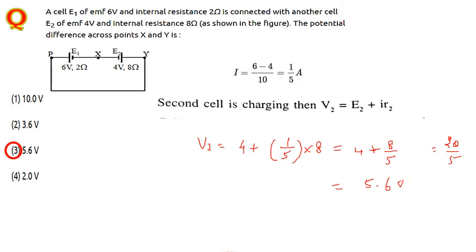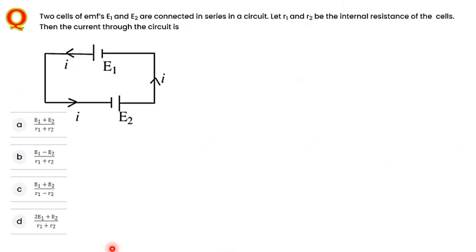Okay, next question here: two cells of EMF E1 and E2 are connected in series in a circuit. So both the cells are connected in the circuit, and both cells have internal resistance R1 and R2.